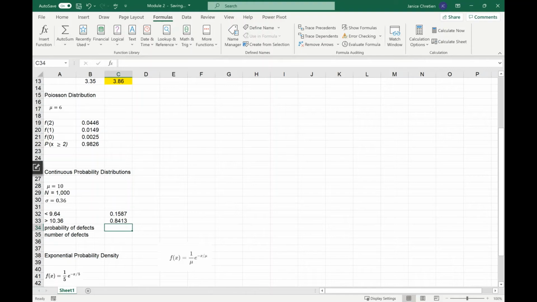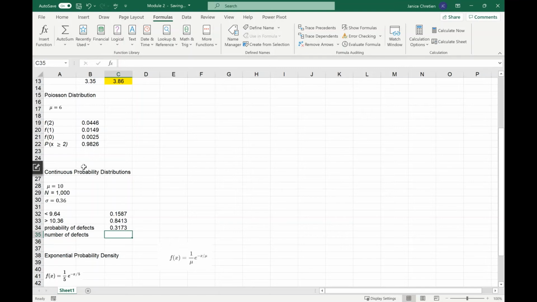So to find this value, I am going to say 1 minus, similar to the previous problem, except I need this value. I need 1 minus the sum of, so I've got to have that parenthesis there. And I need an equal sign, don't I? So 1 minus the sum of my high value minus my low value. So my probability of defects in that range is 0.3173, or we could say 32%.